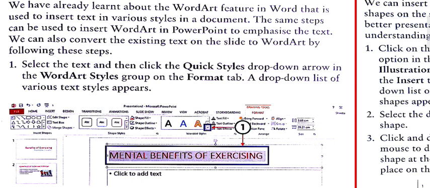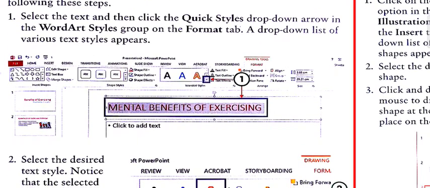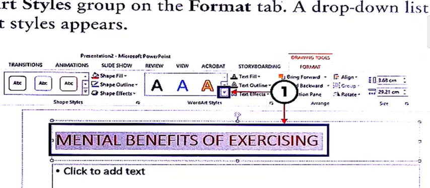First of all, select the text, then click on the Quick Styles drop-down arrow in the WordArt Styles group on the Format tab. A drop-down list of various text style shapes will appear. First, you need to select your text. Here you can see the WordArt styles. You need to click on this arrow option, and a drop-down list will appear.